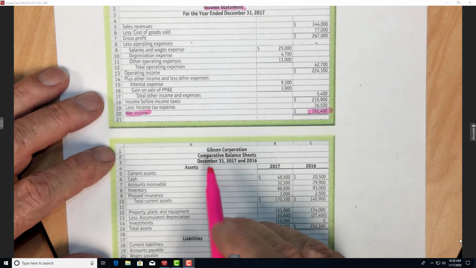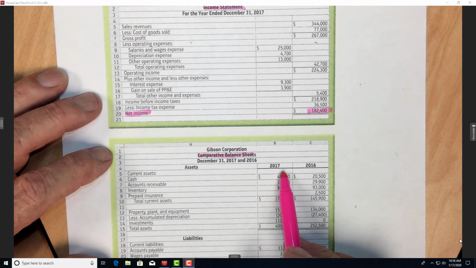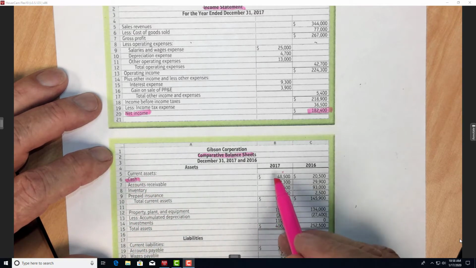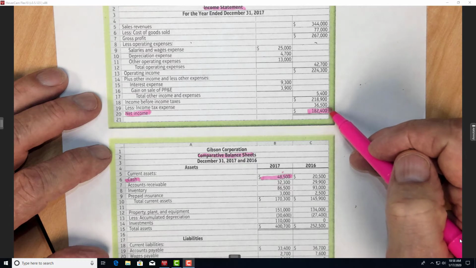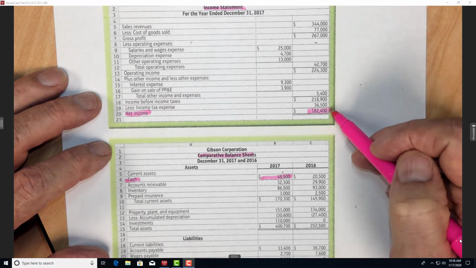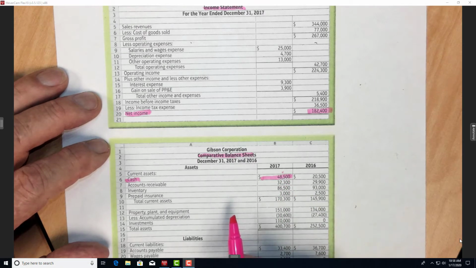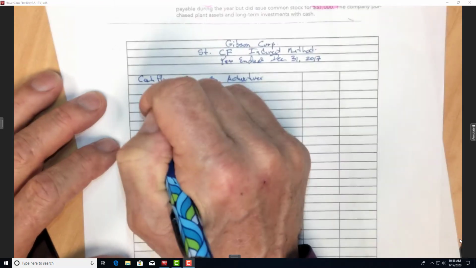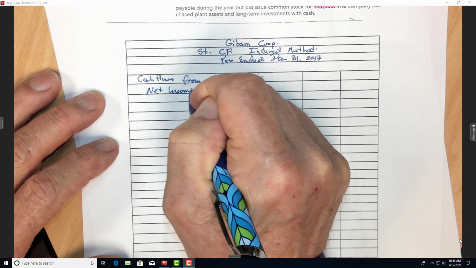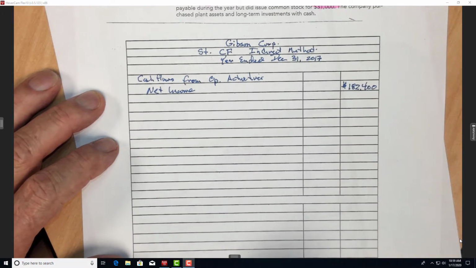The other thing that I want to highlight is in the balance sheet. It's the comparative balance sheet, meaning between the prior year and the current year, right? And I want to look at cash in the current year. What the statement of cash flow is going to do is reconcile the net income for the year to the ending cash balance in the balance sheet. So those two numbers I'm going to highlight, and I'm going to come back to the statement of cash flows. In the statement of cash flows, I'm going to start with the net income, which is $182,400 from the income statement.